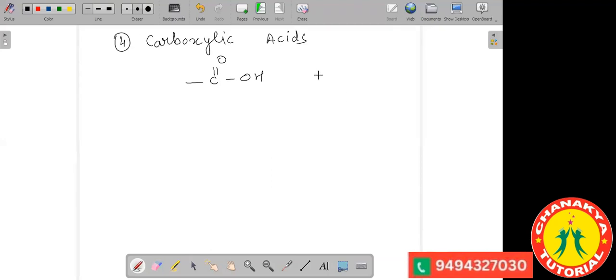So it's something like this. If combined together, you can write it as COOH. This is how we write. You do not write it as CO2H. No. We write it as COOH. These are carboxylic acids, and they are named by adding oic acid at the end. So, we will try to make methanoic acid and ethanoic acid.